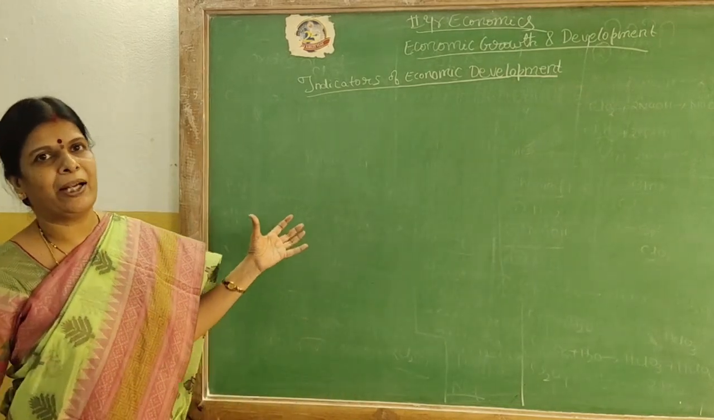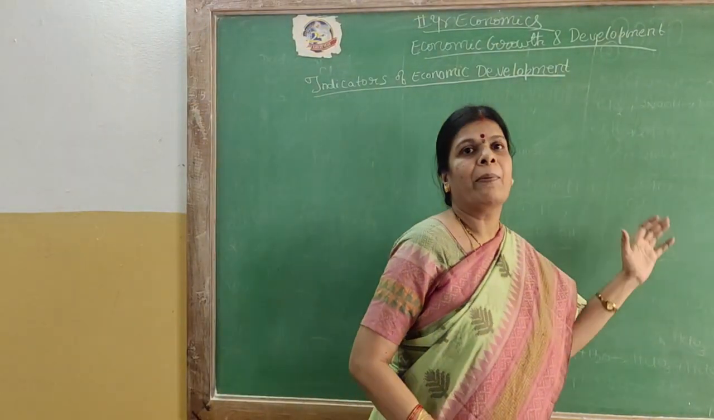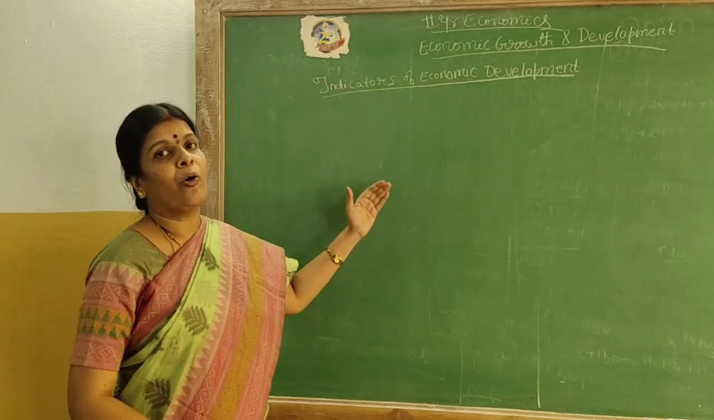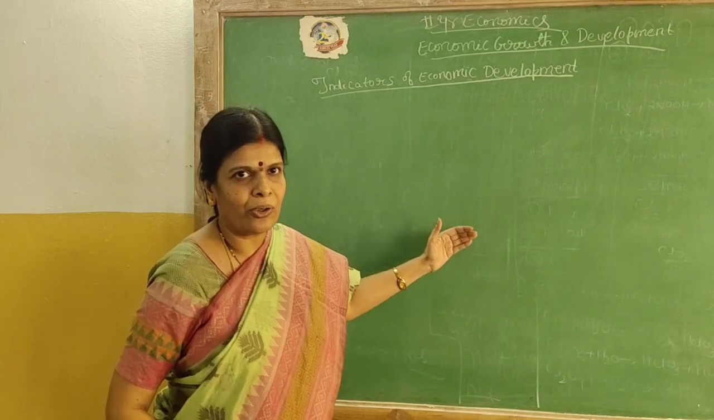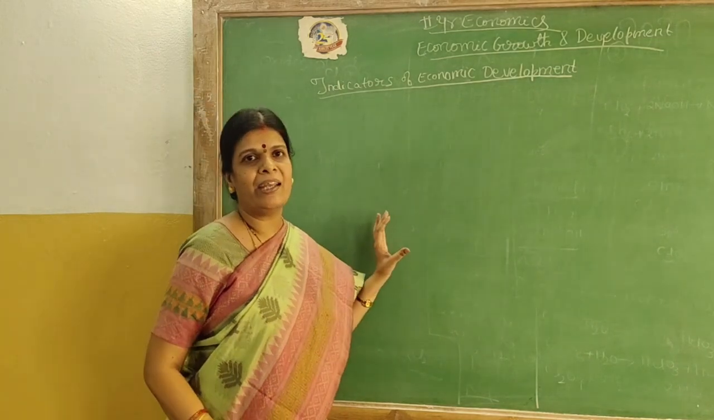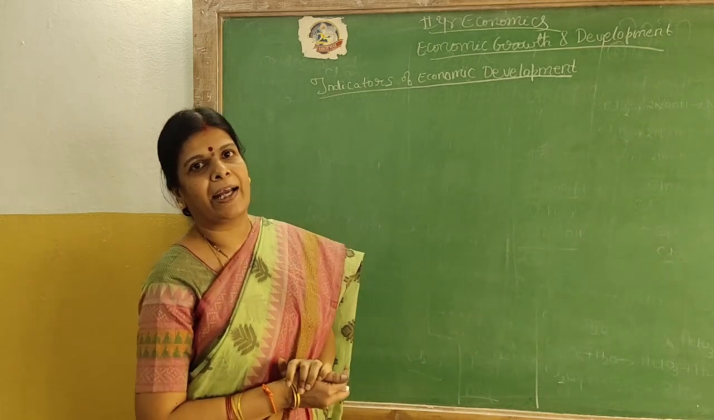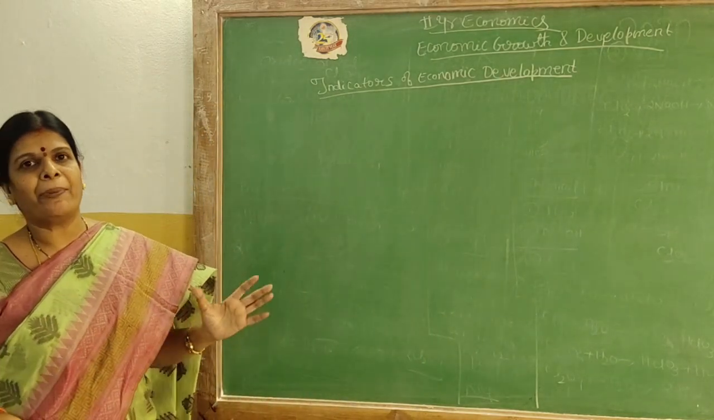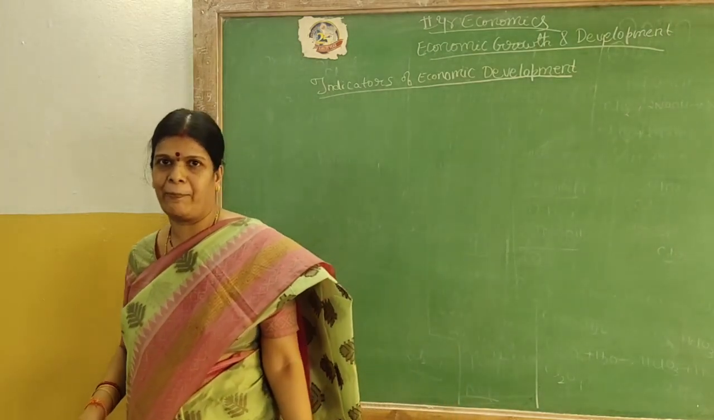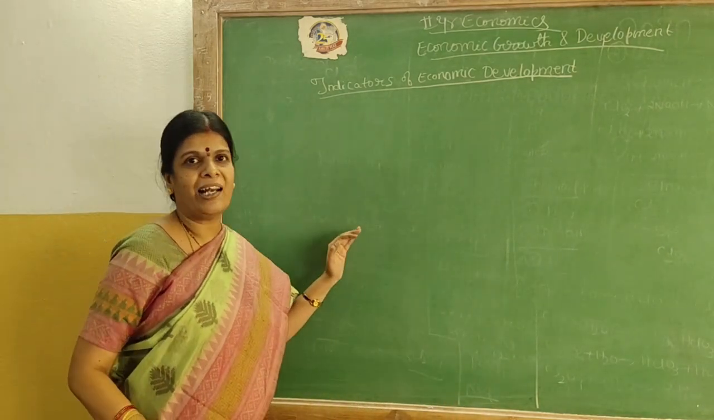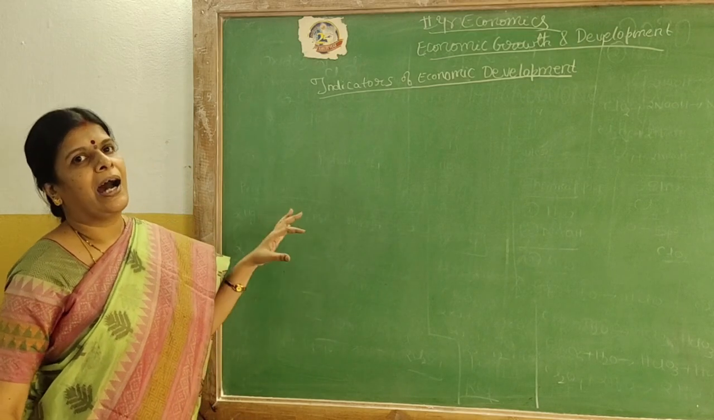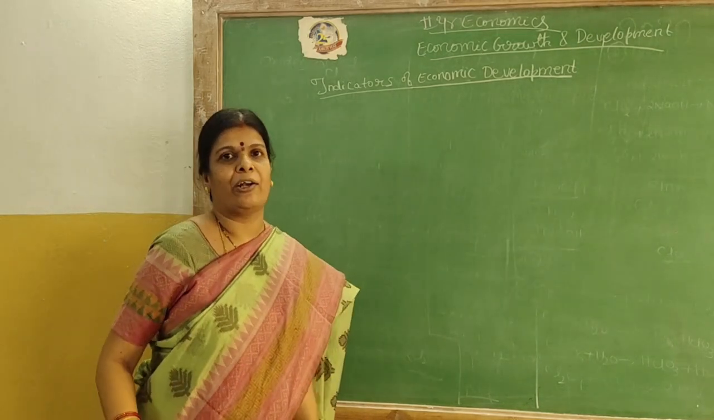Based on this growth and development only, all countries in the whole world, based on national income, per capita income, standard of living, everything, will be divided into developed countries, developing countries, and underdeveloped countries. So that is the main reason why we are stressing more on economic growth and economic development. Developed countries like USA and UK have achieved both economic growth and development, whereas developing countries are still in the process of achieving this economic development. Then underdeveloped countries have not yet even started with economic development.